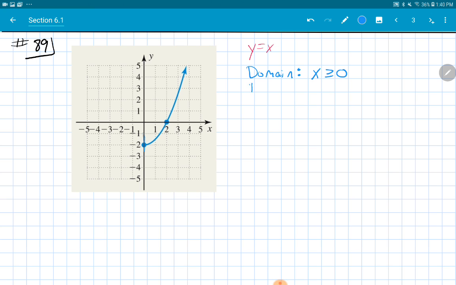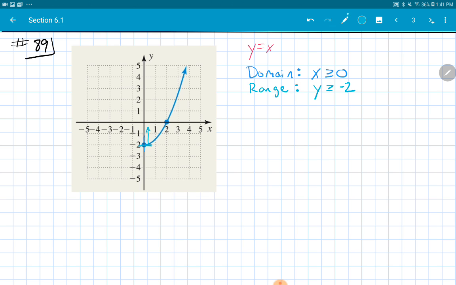And the range I'll do in a different shade of blue, which will be all the y values, and they start here at that same point and go up, and they'll go up forever along with that line. So that'll be y greater than or equal to -2. So there's my domain and range of the original function.